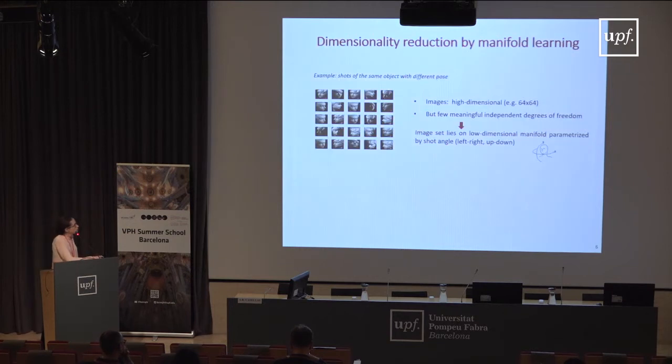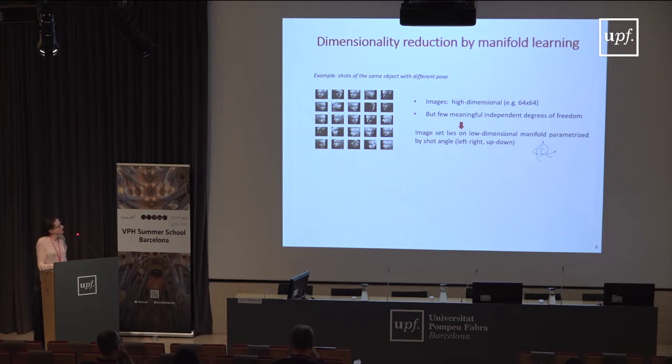Okay. So the second thing that I wanted to talk about is the simplification into a latent low-dimensional space. This is known as dimensionality reduction. And one way, it's not the only one, but one way to do it is manifold learning. So let me illustrate this with an example.